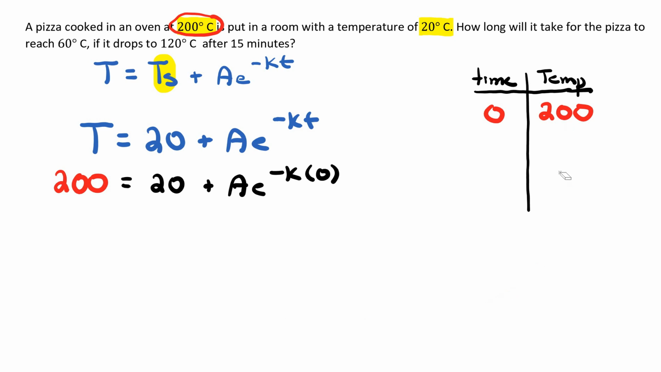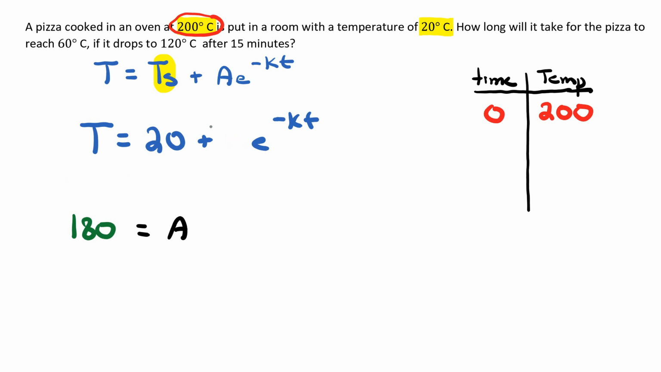And then we can solve for A there. If I subtract 20 from both sides, this would give me 180 over here, and then I have Ae to the power of 0. Basically e to the power 0 is going to be 1, so that means my coefficient of A is going to be 180. Okay, so I'm going to erase all this, and I'll put 180 right there.